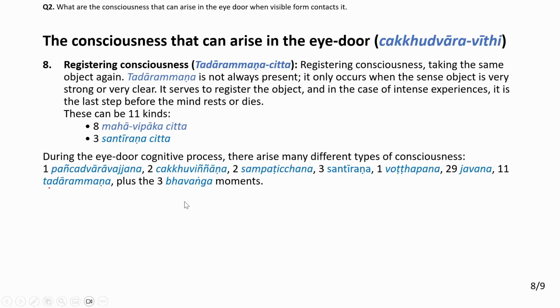Yeah, I see. 19. Okay, so I'll correct that. When you add this up, you should get 46. That is where there are 46 possible different citta. 46 types of citta can possibly arise in the cognitive process, in the sense doors. Okay, I'll do the correction.